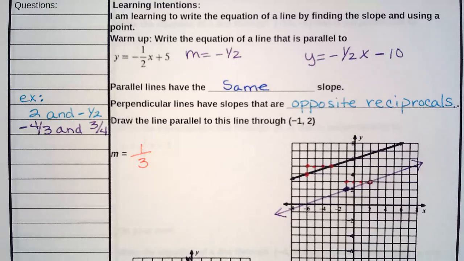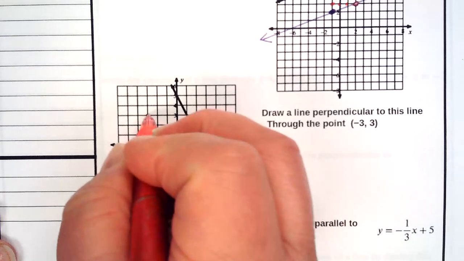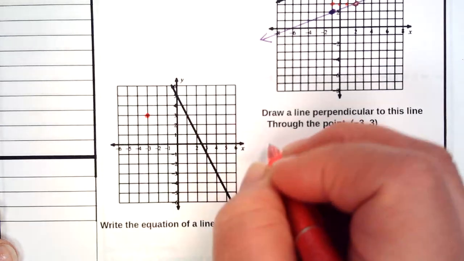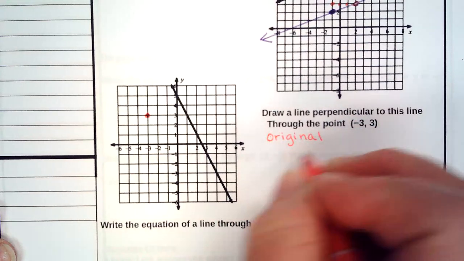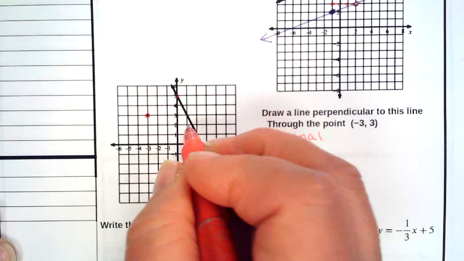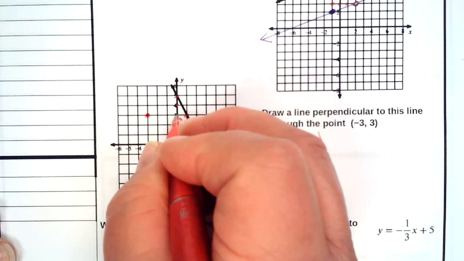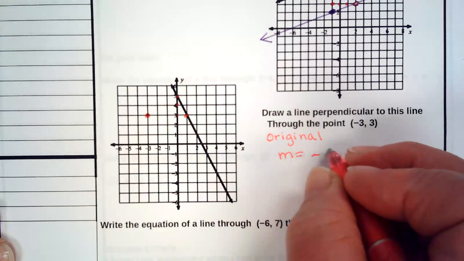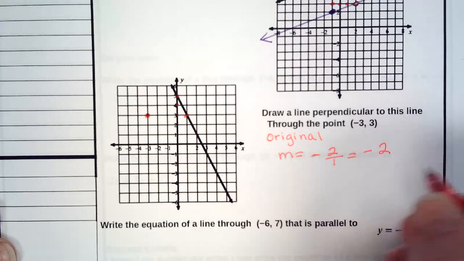Okay, but what if we want it perpendicular? Where's the point we're starting at? Well, the point we're starting at is negative 3, positive 3. My original slope: I've got a corner of a box here, I've got a corner of a box here. I'm going down 2, right 1. So my original slope is negative 2.